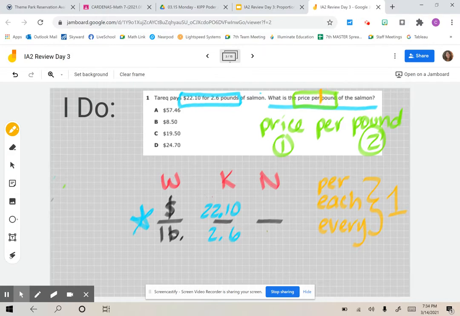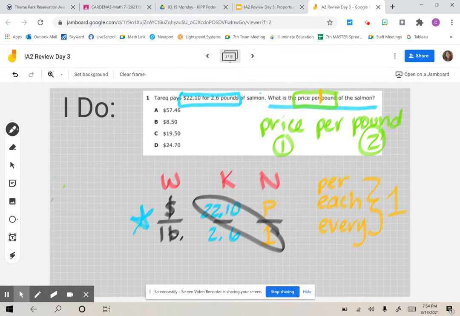So where would I put the one again? Well, if it's talking about pounds, it's going to go here on the bottom. And if they're looking for the price, we don't know it, so we need to pick a variable. We could put P for price, D for dollars, X for the amount, whatever variable you want to use, so long as we have a variable in its place. Our ratio is now set up, so all that's left is to cross multiply and divide.